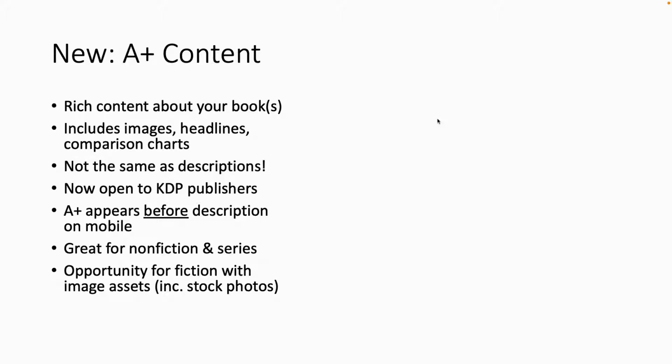KDP publishers and even traditional authors can now add A+ content. And on a mobile device, the A+ content appears first, before the description. So that's something to consider, because if more people are going to be seeing the A+ content, I think you should be spending more time on that compared to the description. I think it's really effective for nonfiction as well as series fiction, but even for standalone fiction titles, it's possible to create some good A+ content. And you could use things like image assets, maybe from the cover, or maybe something else, including stock photos.